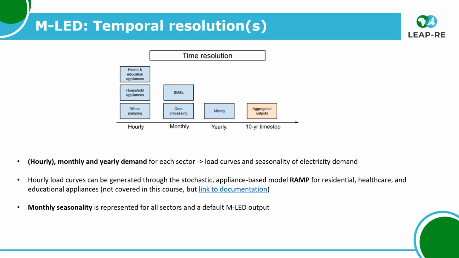Overall, the outputs of the model are aggregated at time-year time steps, so we have evolution by 10 to 10 years, but the monthly seasonality is explicit in the default output files. For instance, for future year 2030, we have the expected demand for each sector in each specific month of the year separately, and then in total for the whole year.